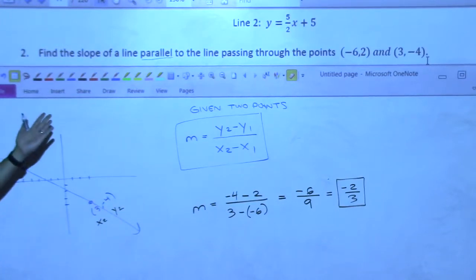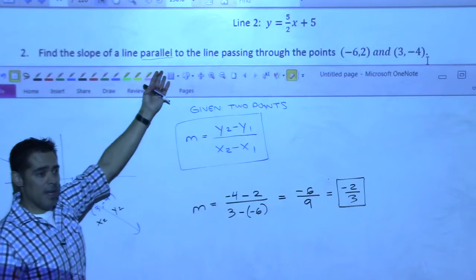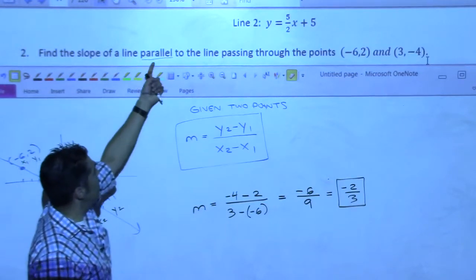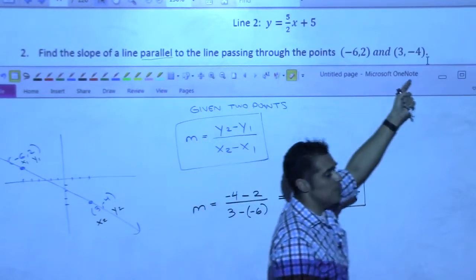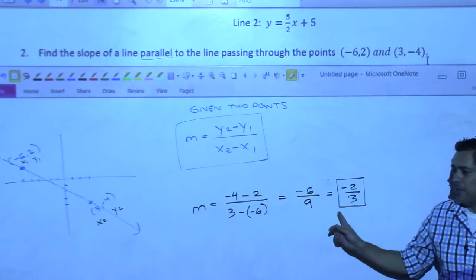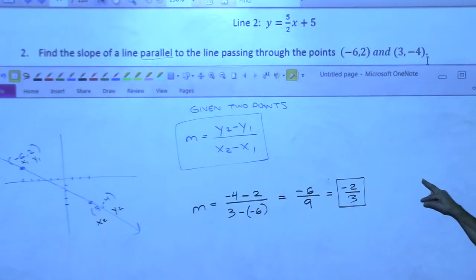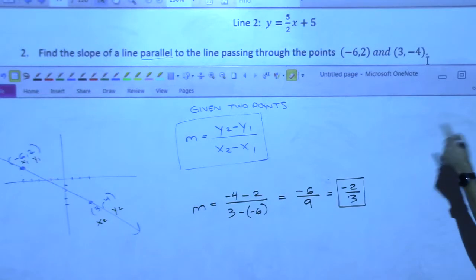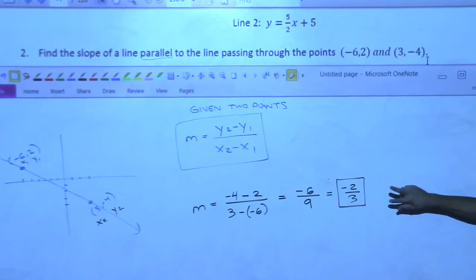So if that had said perpendicular up here instead, if this said find the slope of a line perpendicular to the line passing through those points, this would not be our answer. We would take this answer, flip it over, and change it to a positive. Understand? Okay. I'm more likely to ask you this problem and say find perpendicular because there's that added understanding that you have to flip it and change the sign. Let's see what number 3 looks like.